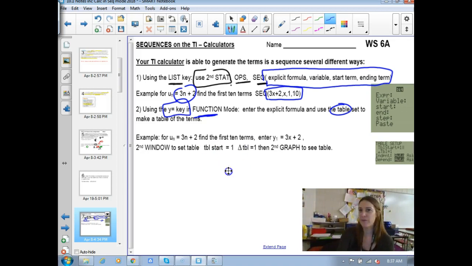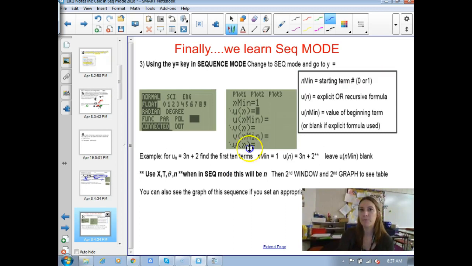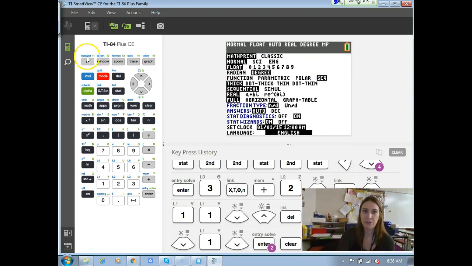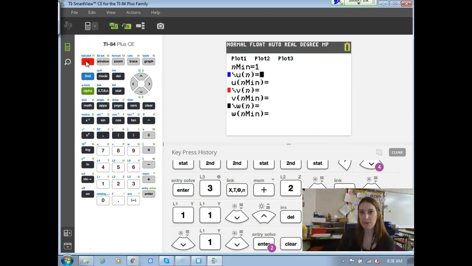So this one's fun. We're going to go to sequence mode on our calculator. So go to your mode and please change it to sequential. On the newer ones, you have a lot of options, and the last one should be, I think it says SEQ. So choose that one, and then go to your y equals menu. So you went to mode, make sure it's in sequential, and now we're in y equals.